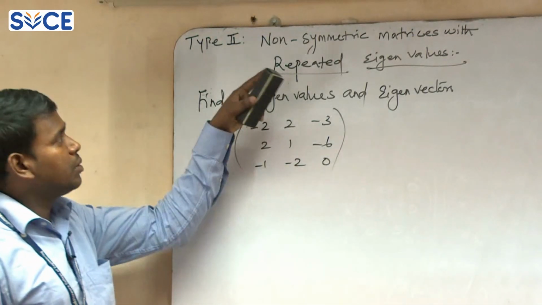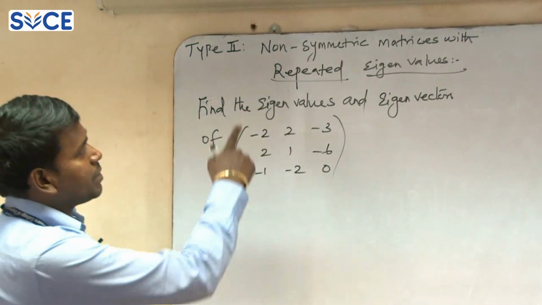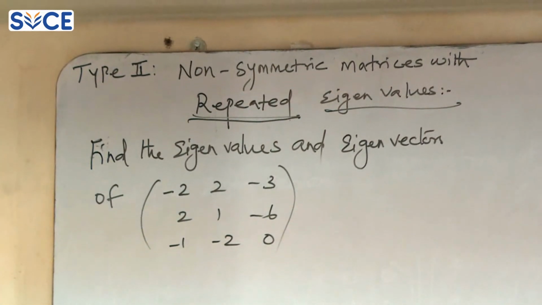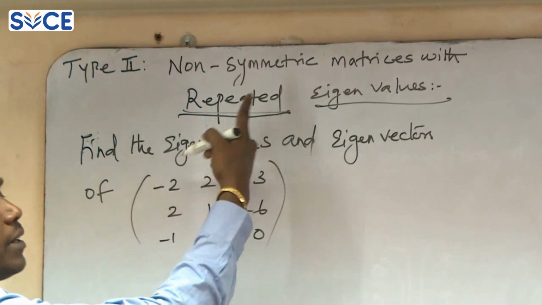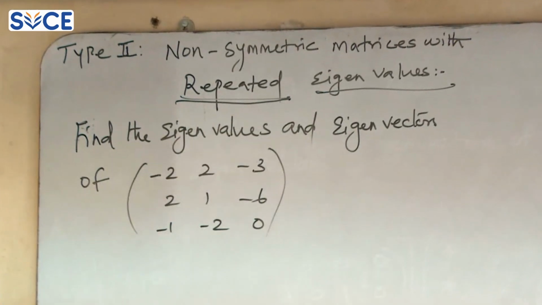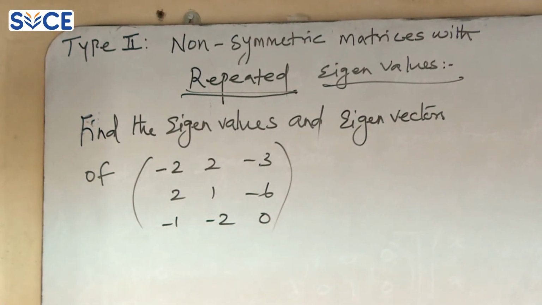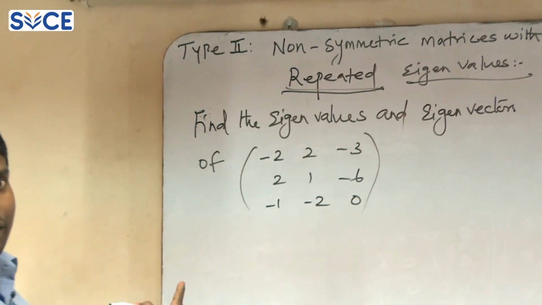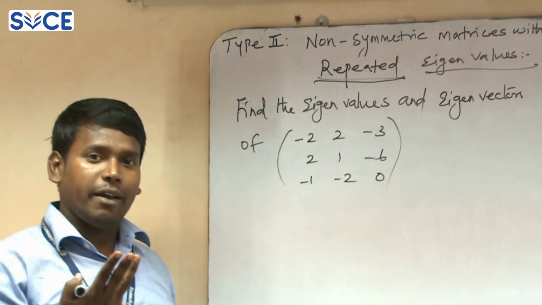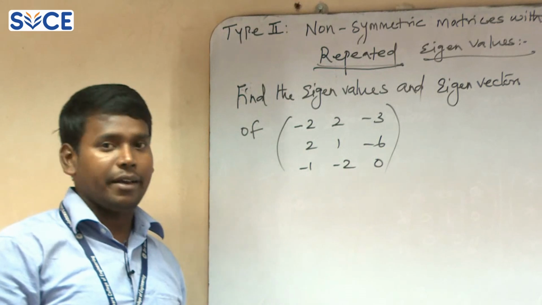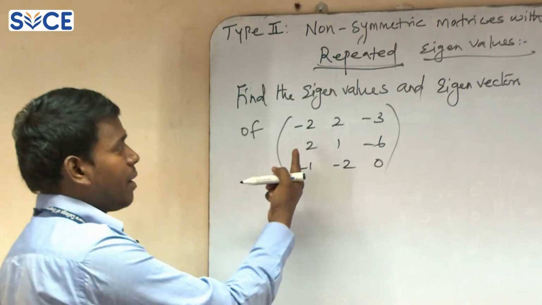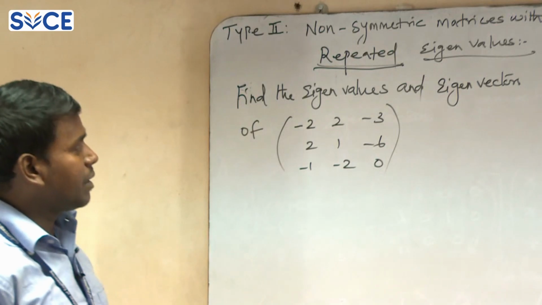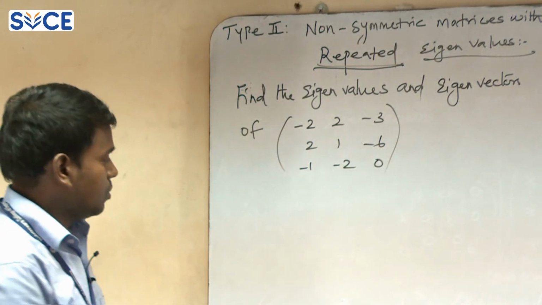Now type 2, problems based on non-symmetric matrices with repeated eigenvalues. Your type 1 is non-repeated eigenvalues, but here they are repeated. The first problem: find the eigenvalues and eigenvectors of the matrix. So it is a 3 by 3 matrix, which means 3 eigenvalues and 3 eigenvectors. Here our matrix is minus 2, 2, minus 3, 2, 1, minus 6, minus 1, minus 2, 0.